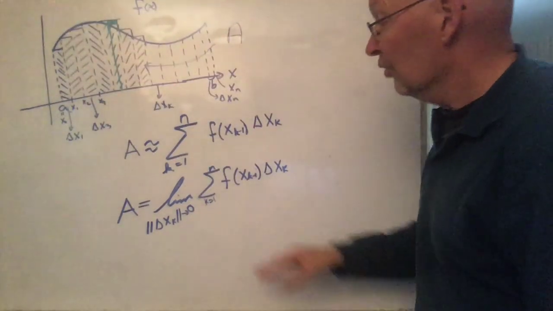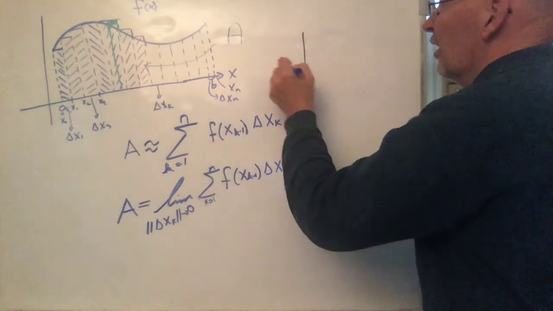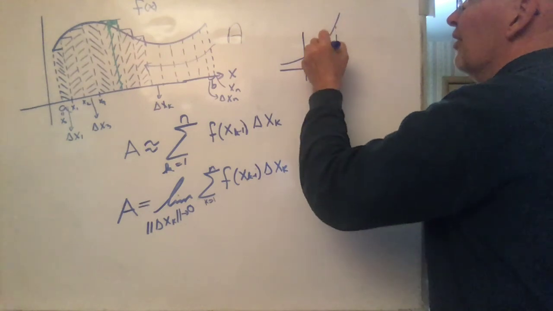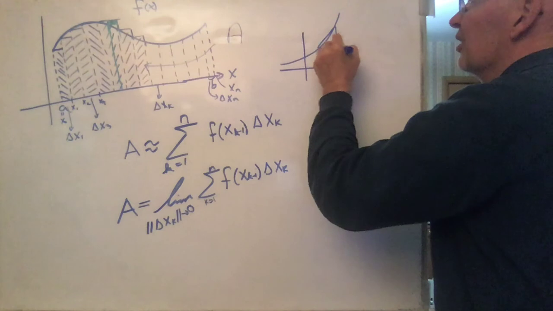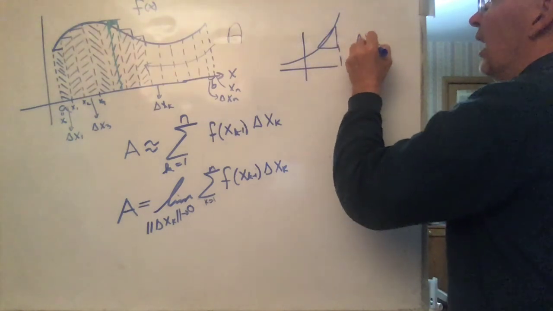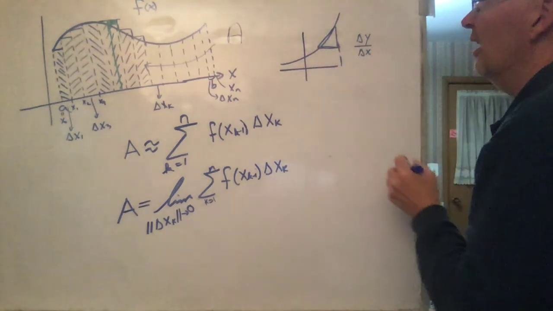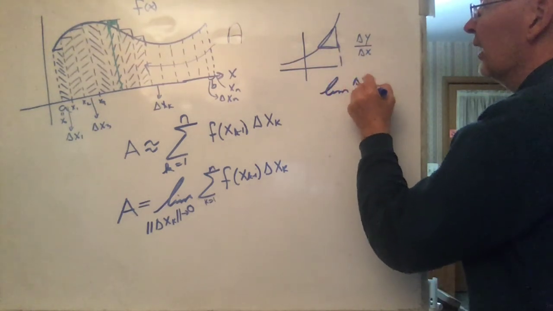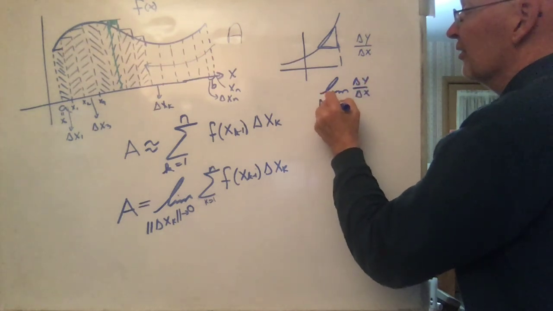Okay? So, recall what we did with derivatives. We started off by saying here we've got this sort of thing, and we want the slope right there. So what did we do? We took delta y over delta x. That was the slope of the secant line. And then we basically took the limit of delta y over delta x as that delta x went to 0.